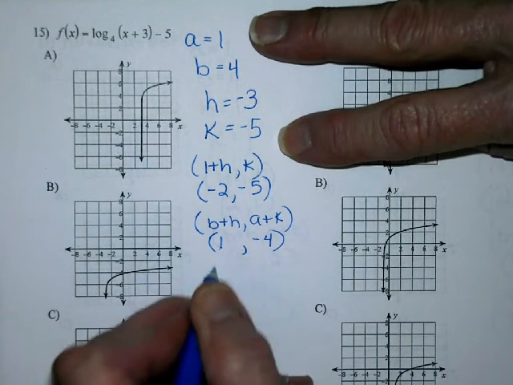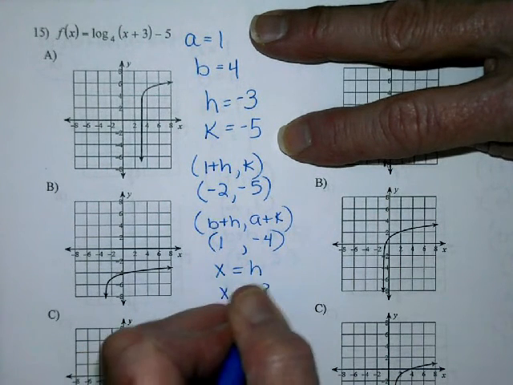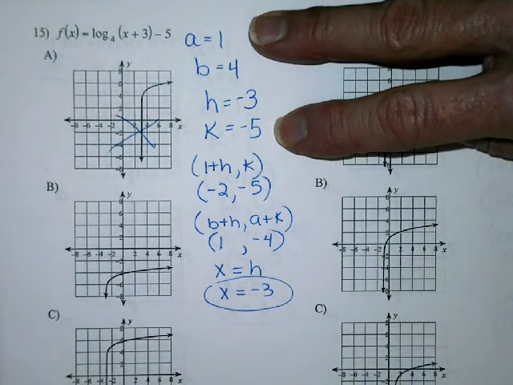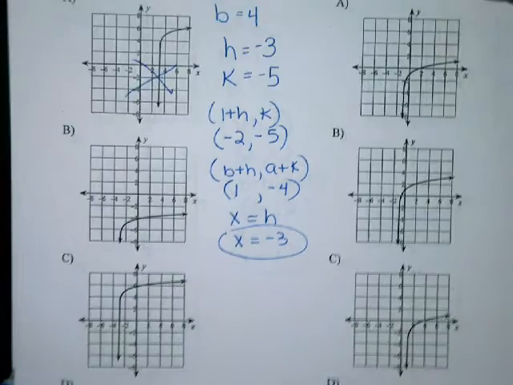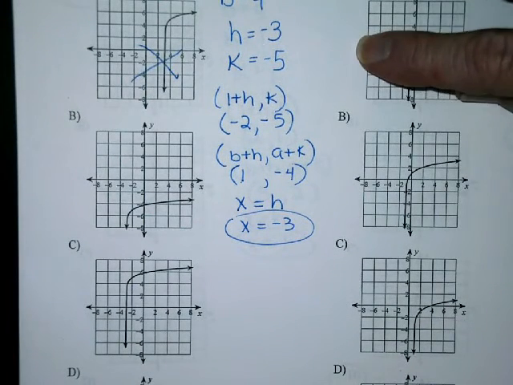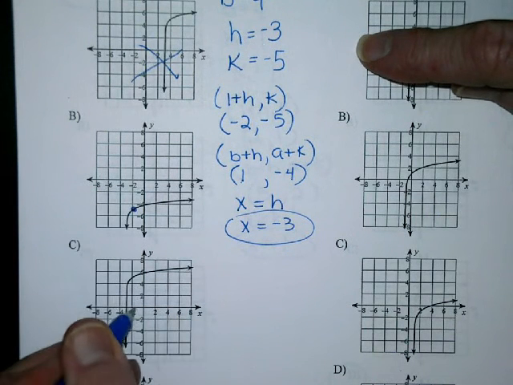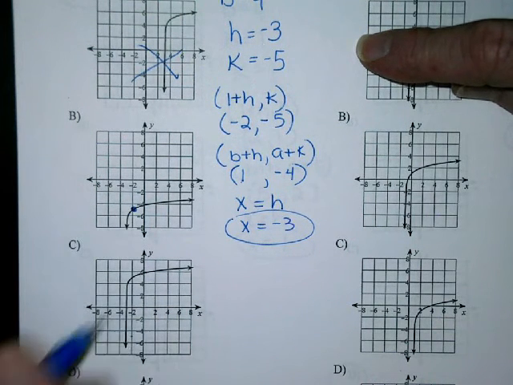1 plus H and K. 4 minus 3 is 1. 1 minus 5 is a negative 4. X is the H number, which happens to be a negative 3. So I'm looking for negative asymptote. Negative 3. It gets rid of some graphs. And now I have to find negative 2, negative 5.